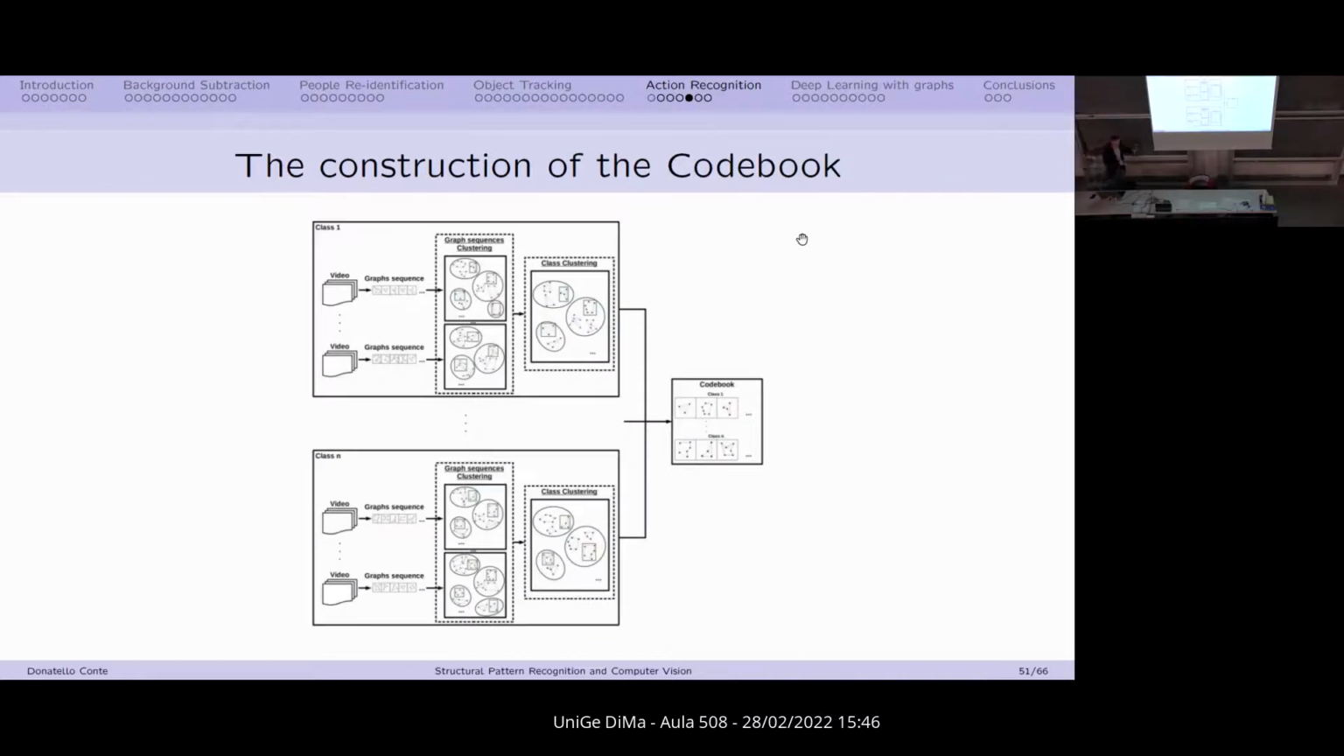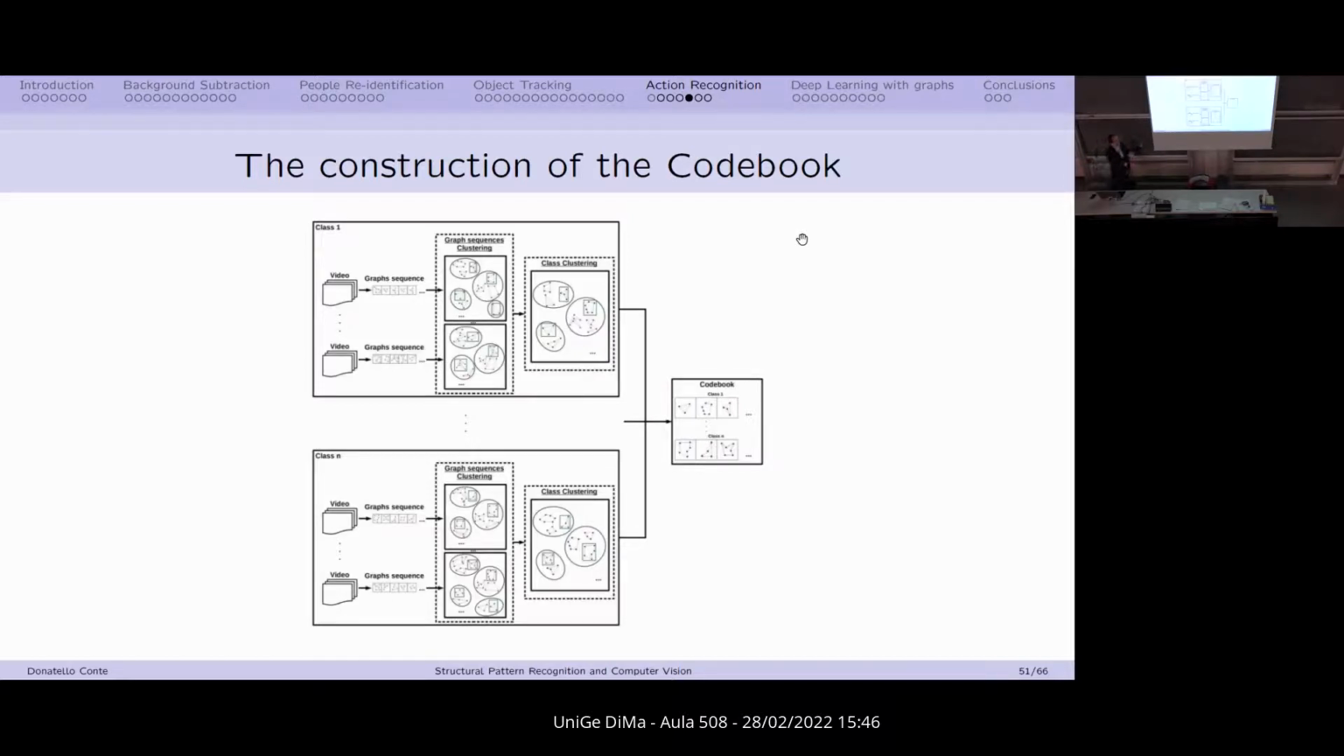So here again there are some details on how to construct codebooks. For each class, that is an action, we have many videos and many graph sequences. In the graph sequences, we count the frequency of each graph, and we take the most frequent ones and, with a clustering process, the prototype of a sequence. So for each class, we have a sequence of graphs that are the prototype of the most important graphs in the sequence.